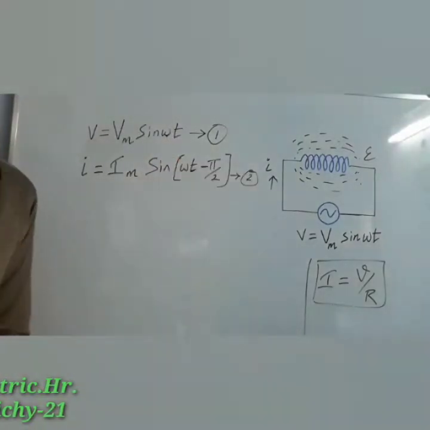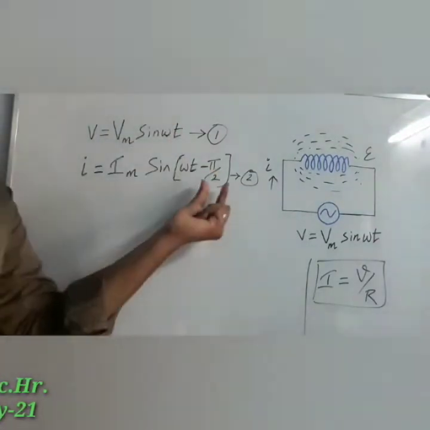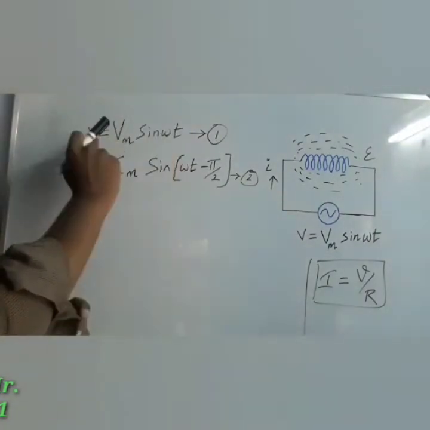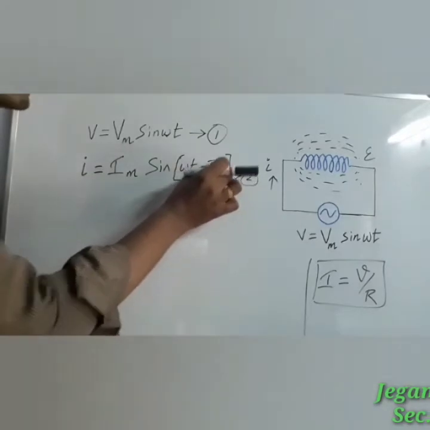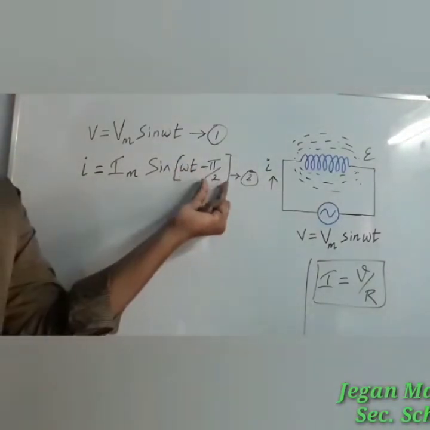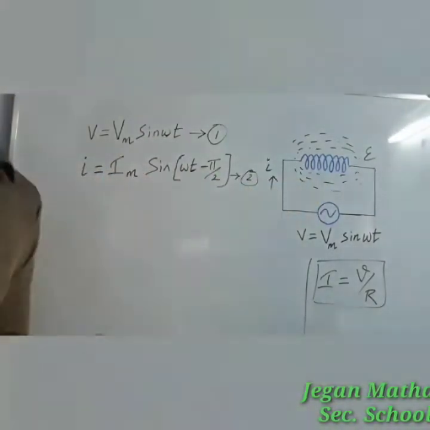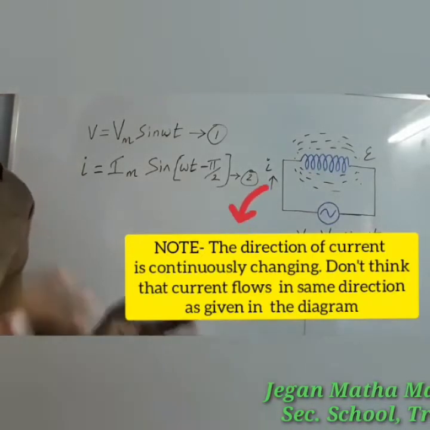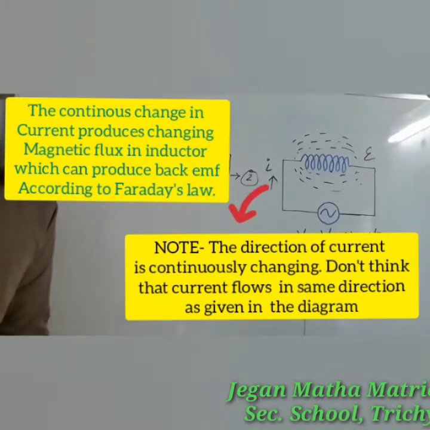Now you can see current lags behind the applied voltage by pi by 2 in the inductive circuit. You can see here the voltage is sin omega t, and the current is Im sin omega t minus pi by 2. So minus pi by 2 is nothing but minus 90. So current lags in the inductive circuit. That relation can be easily expressed with the help of the phasor diagram and the wave diagram.